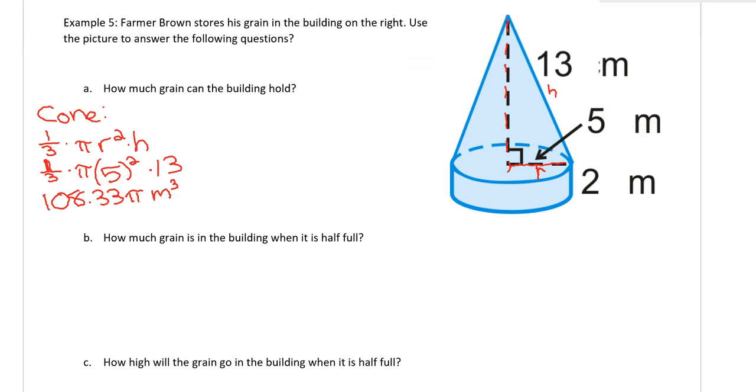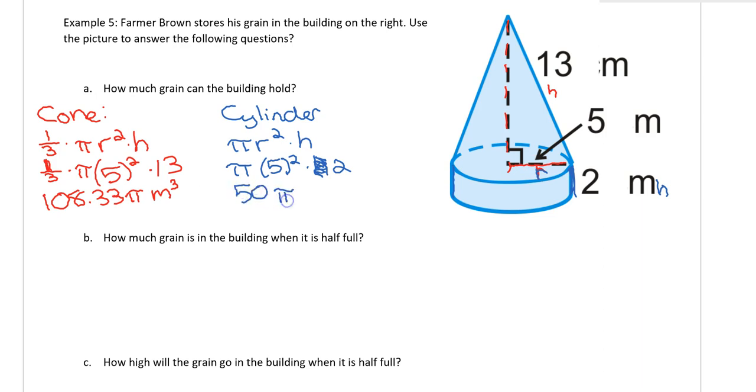Then, right, we have this little baby cylinder on the bottom. The volume of the cylinder is just pi r squared times h. So that's pi times 5 squared times 2, right, is my height here. My radius is still the same. 5 squared is 25 times 2 is 50 pi. Again, always feel free to use a calculator. Okay.